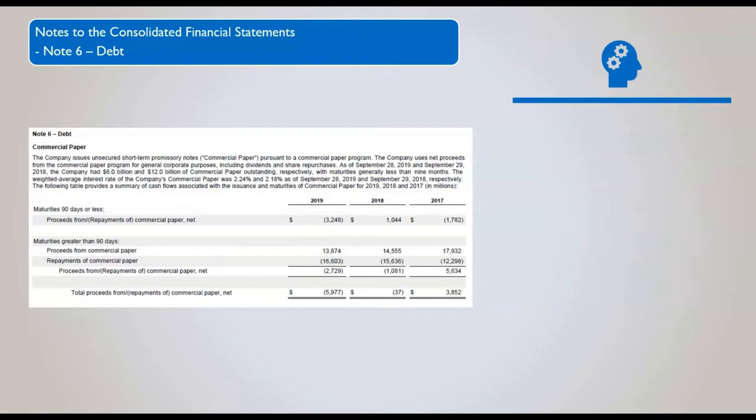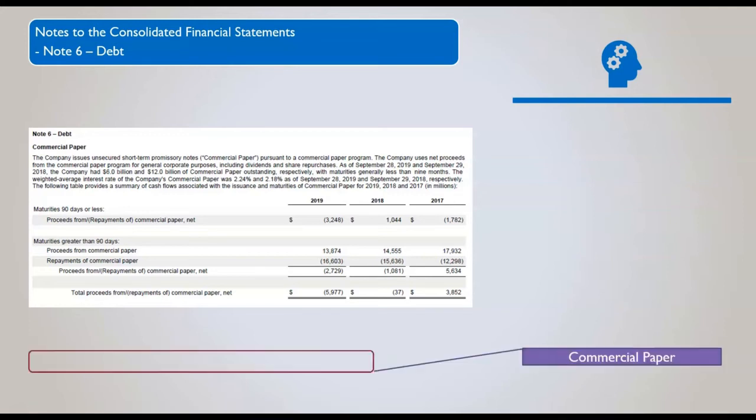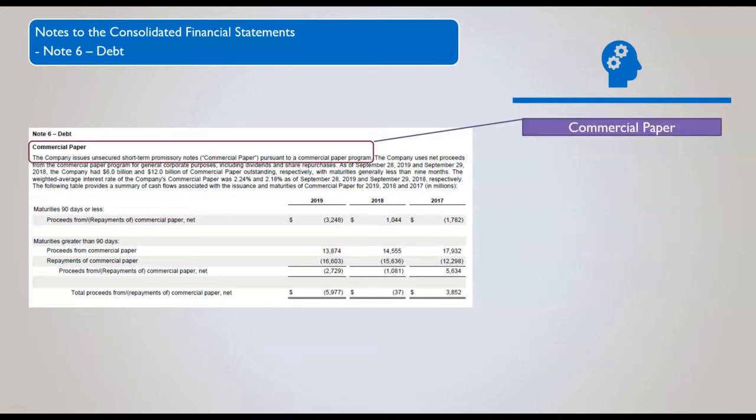The next part we see here is Note 6 of the notes, which is the debt section. Commercial paper. What is commercial paper? So this is a type of unsecured short-term debt instrument issued by a company. In Apple's case, they have a commercial paper program which allows them to issue these unsecured short-term promissory notes, also known as commercial paper. Maturity dates for the commercial paper are mostly less than 9 months for Apple.